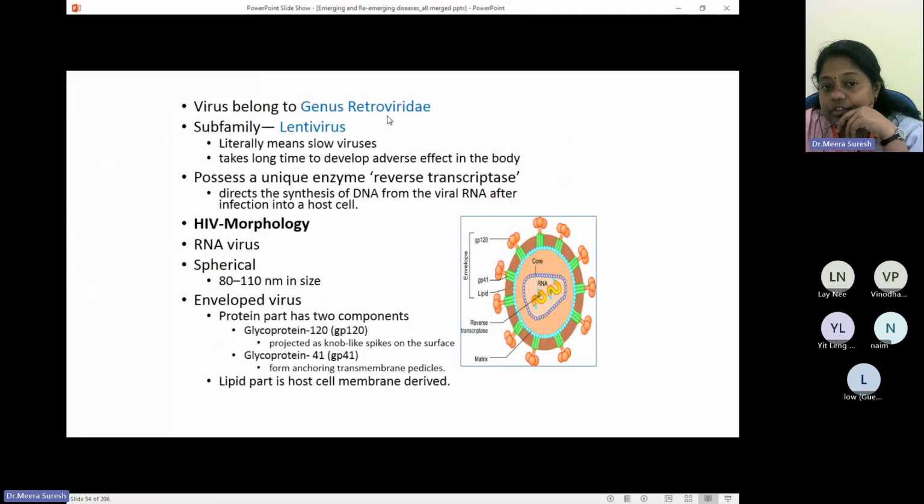HIV belongs to the family Retroviridae and subfamily Lentivirus, which means slow viruses, and you know that it takes years to develop the symptoms. The HIV virus possesses a unique enzyme called reverse transcriptase. This is very important because HIV is actually an RNA virus.